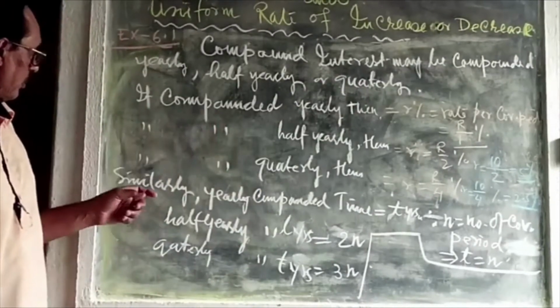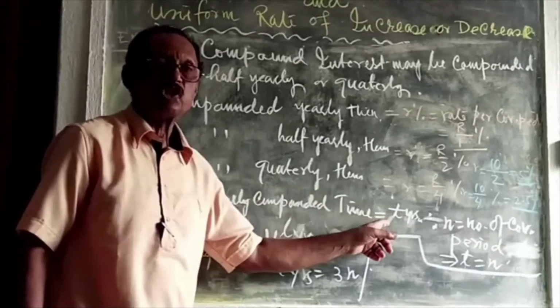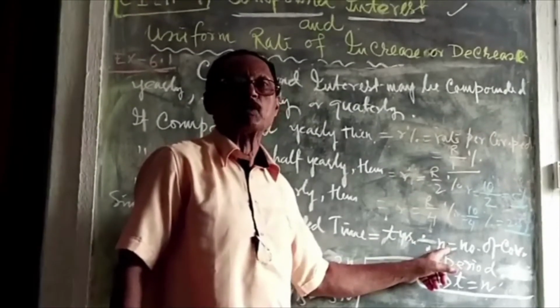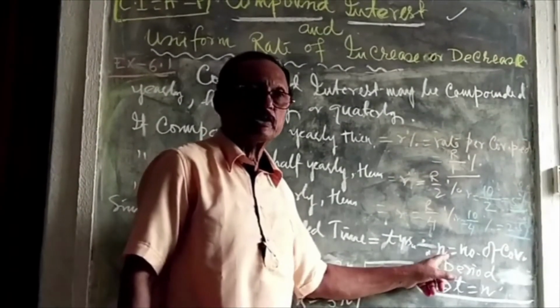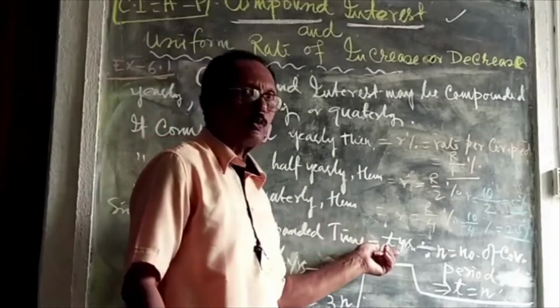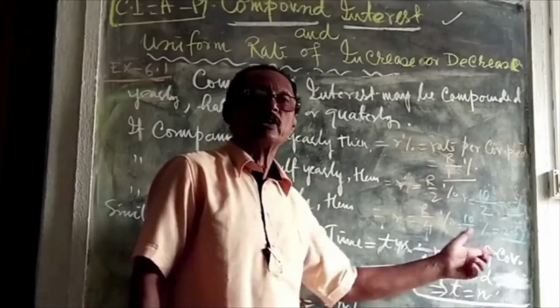Next thing, when it is compounded yearly, the time is t. T will be converted to n. N is the number of conversion periods per year. So if it is compounded yearly, time t is 1 year, n is equal to 1, because in a year it is converted 1 time.